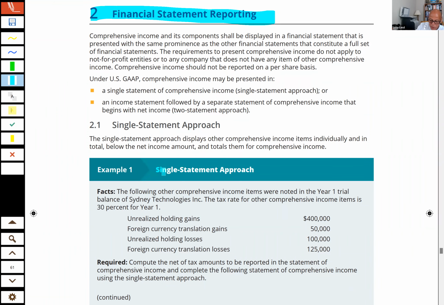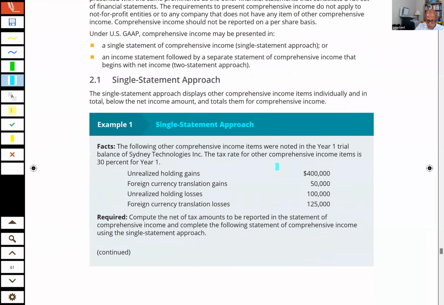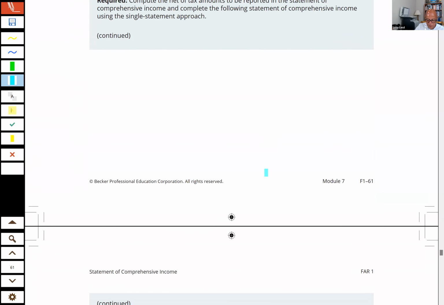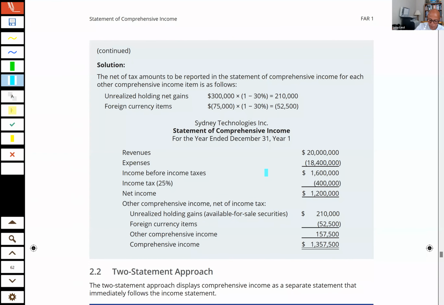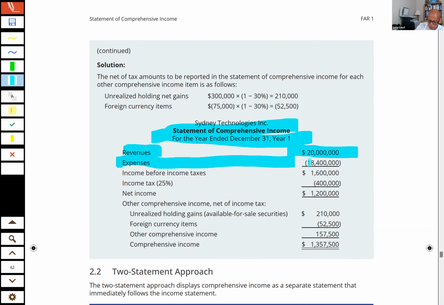One is the single statement approach, okay? And what you do is, you don't need all this detail. They're making this into like a problem that is throwing the baby out with the bathwater. I just want to show you the presentation here, which is the statement of comprehensive income. We have our income statement, essentially, revenue, expenses, right? Income before income taxes. There's our tax.